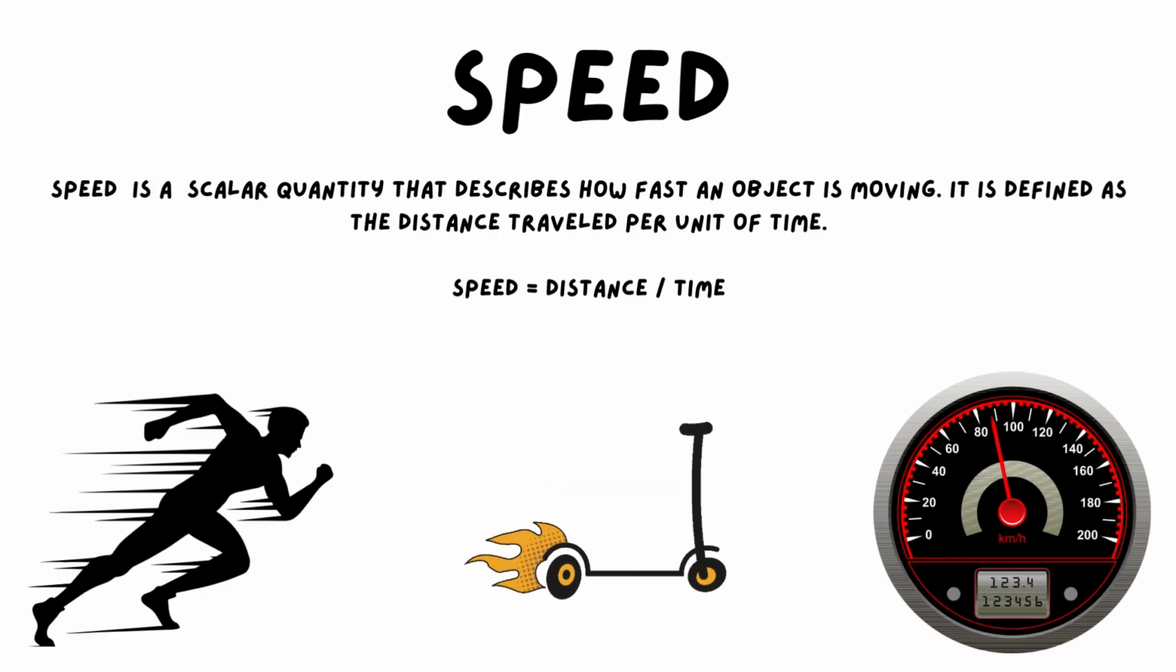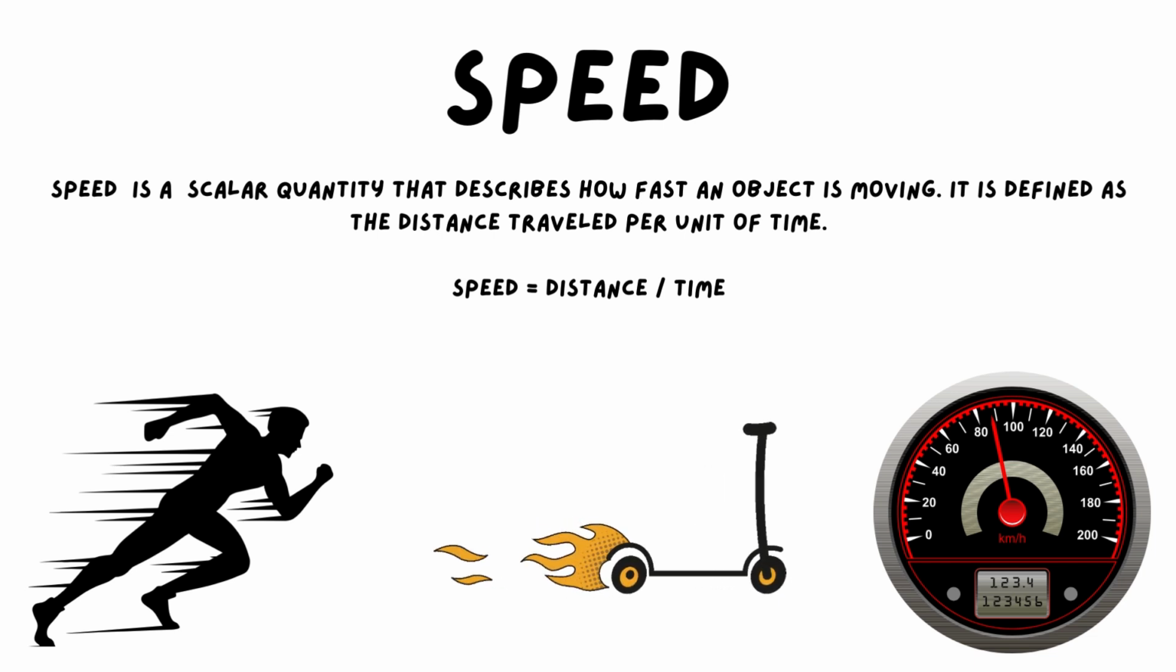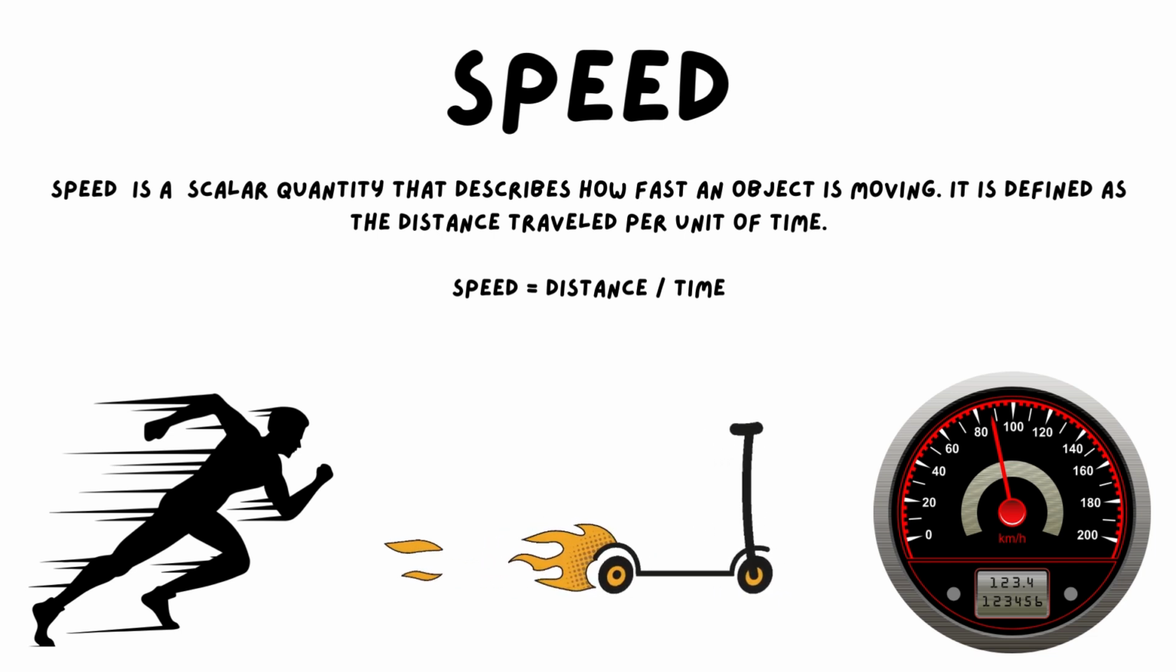Speed. Speed is a scalar quantity that describes how fast an object is moving. It is defined as the distance traveled per unit of time. Speed equals distance divided by time.